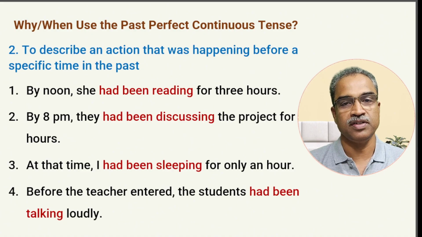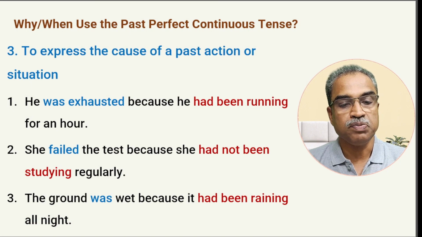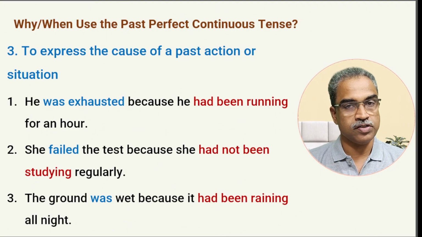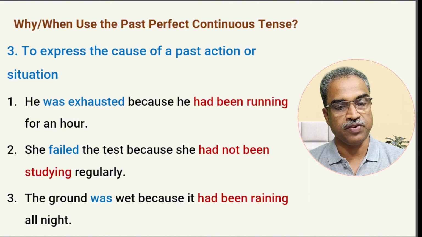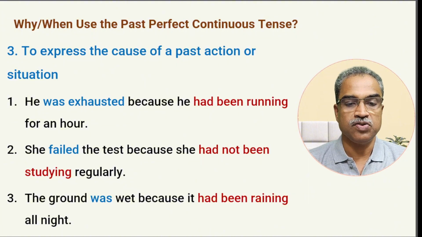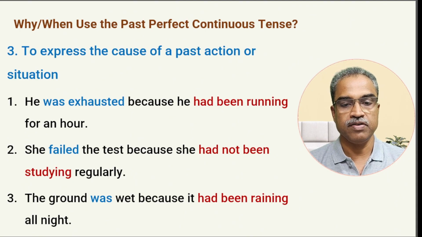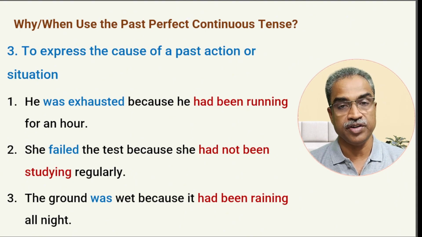This situation. And next, to express the cause of a past action or situation. To express the cause of a past action or a situation. For example, he was exhausted. He was tired, dead tired, because he had been running for an hour.